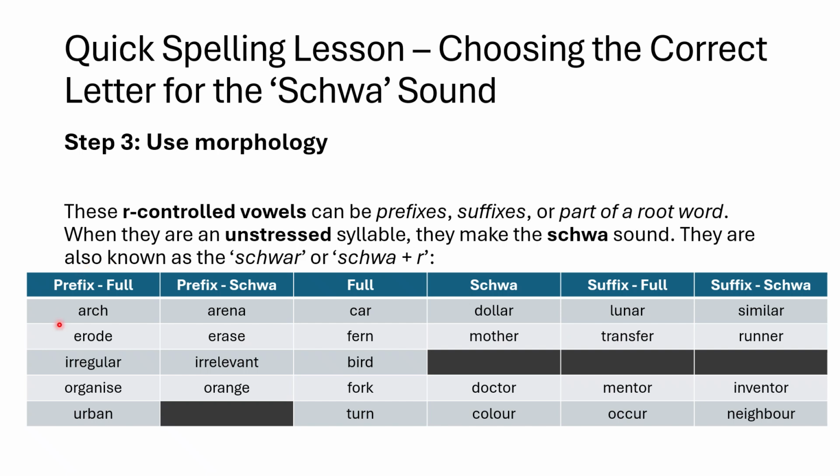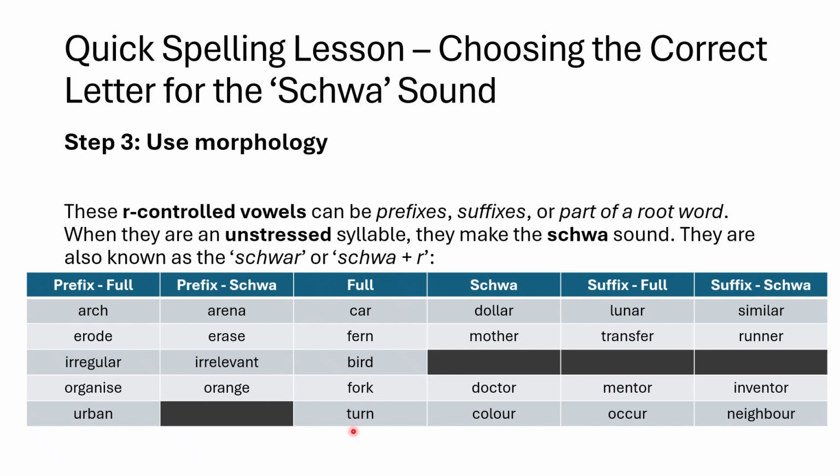Prefixes that make their full vowel sounds: arch, erode, irregular, organize, urban. Prefixes that make the schwa sound: arena, erase, irrelevant, orange.